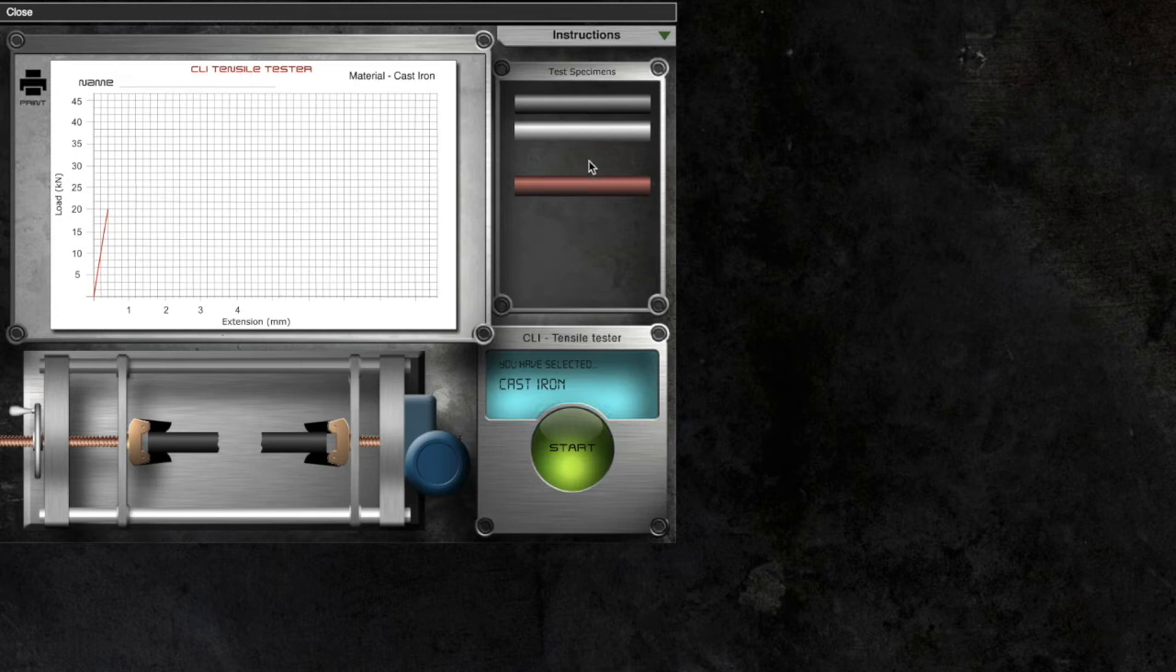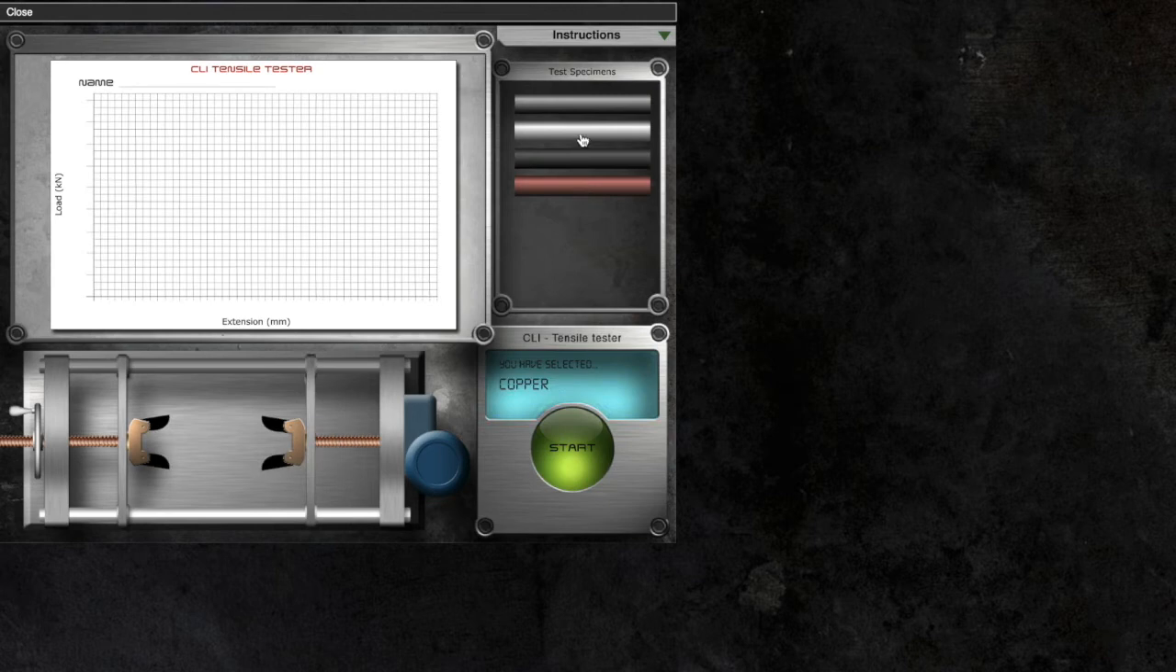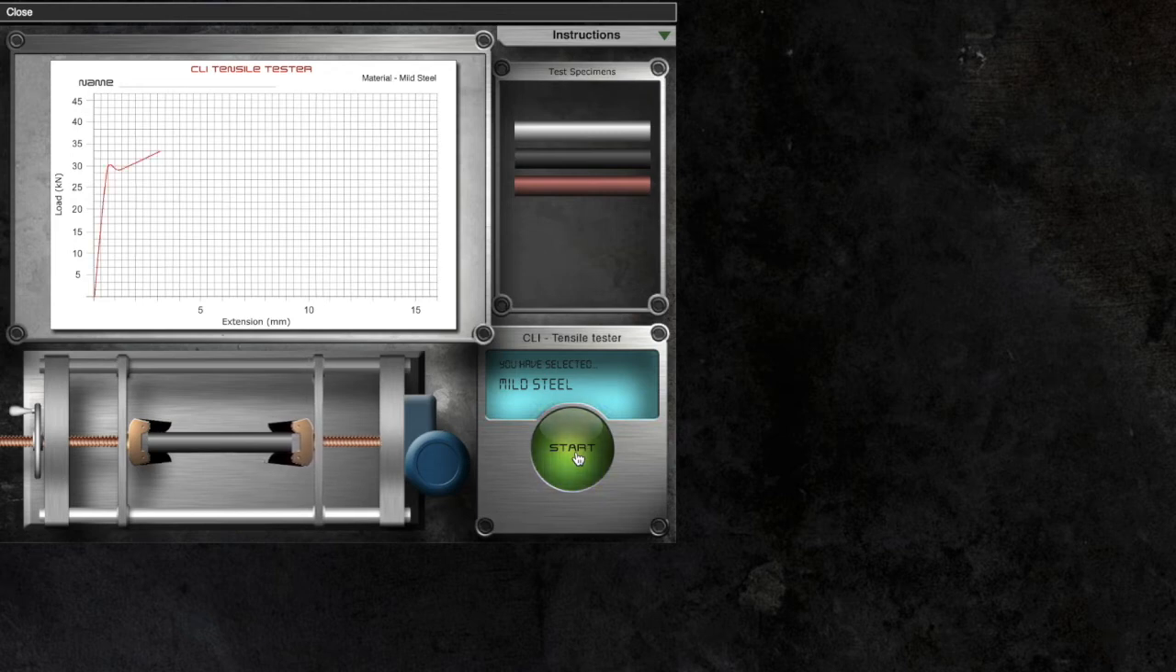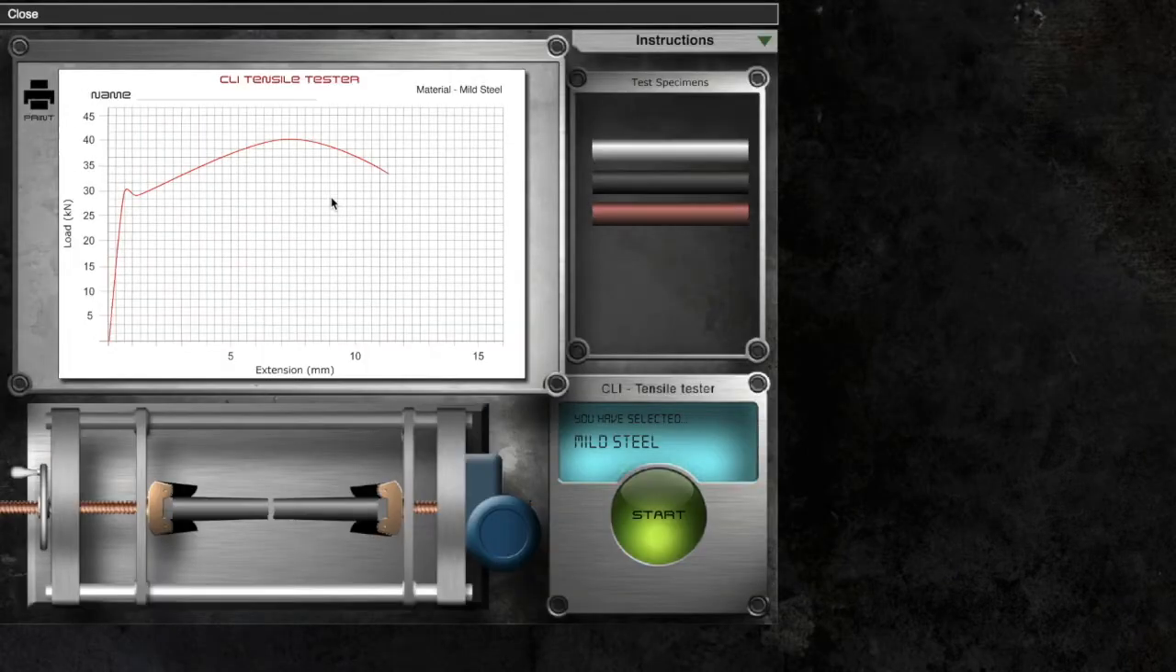So this is copper. This is aluminum. I'm going to let you do those 2 together. This first one here is mild steel, and that's the one I'm going to do. So I'm going to put it in there. I can click start, and there it goes up, and then it yields a little bit, and then there's plastic deformation. It's necking down here. If you look, it's going to start necking, and then it fails. It breaks.